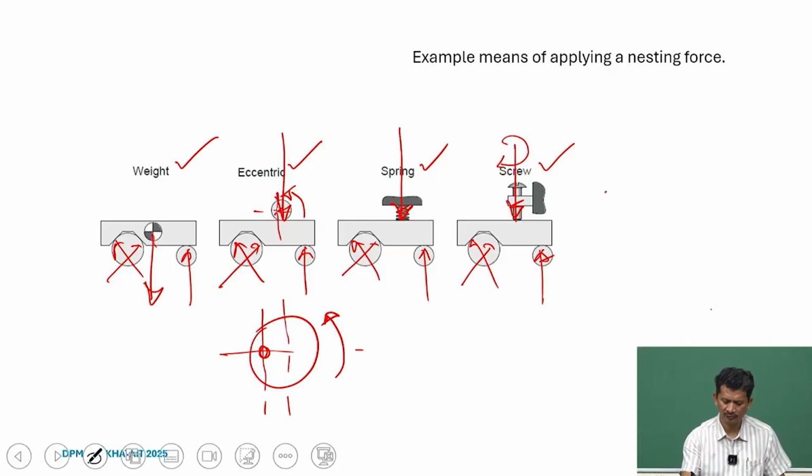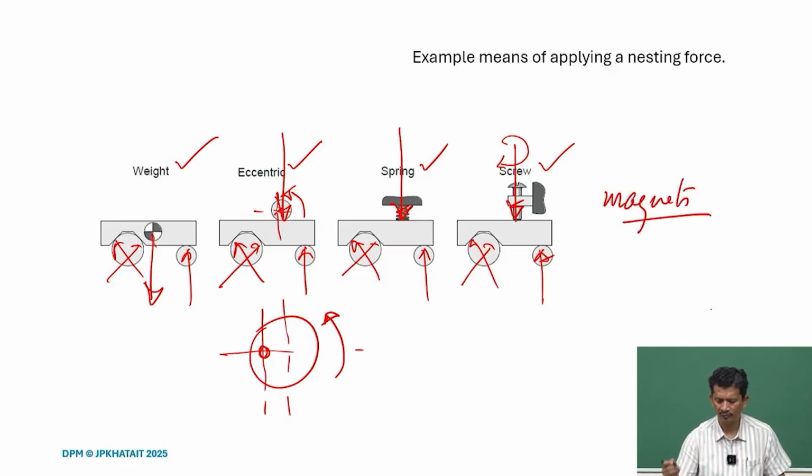Magnets are also one of them. We can use magnets as well, or vacuum. There are many ways. So as needed, that can be done and we can achieve sufficient nesting force. And it is very important to have that nesting force, then only we can define the exact constraint design or ensure that we get the desired degrees of freedom and constraints.